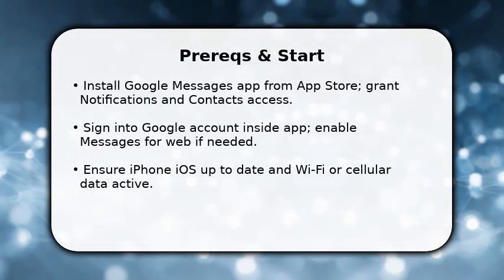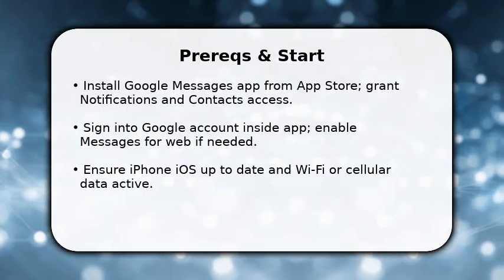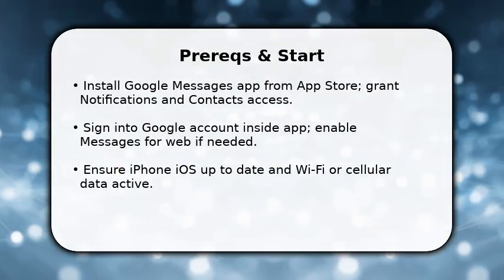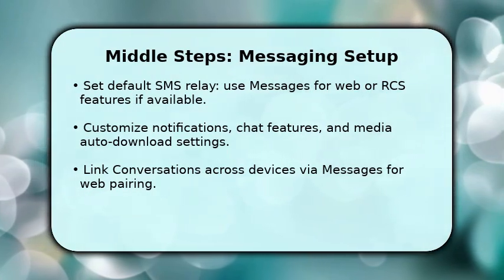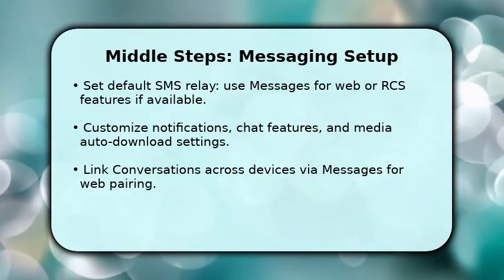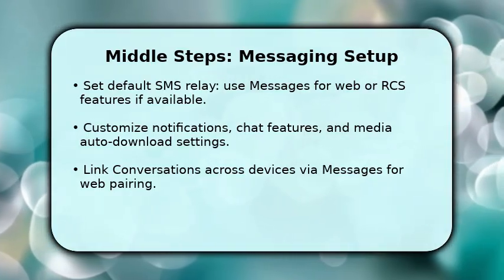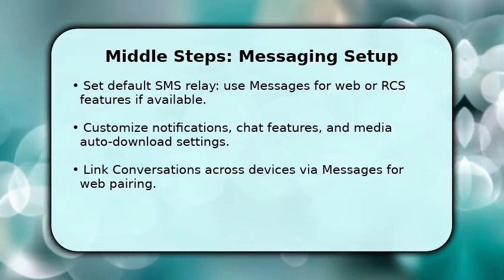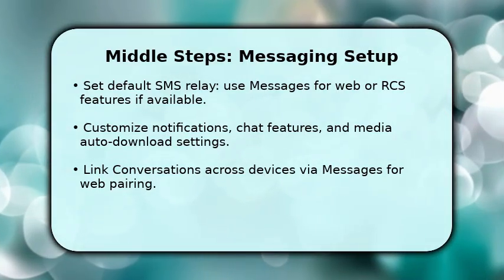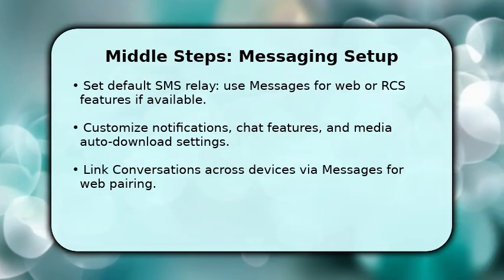Now open a new Compose window and prepare to send your first message or switch an existing thread to the Messages app. Next, configure in-app settings. Tap Settings and choose Notifications, Chat Features, and Media to control behavior. You'll enable chat features if RCS is available, so messages send richer media and show read receipts. This improves delivery and clarity.